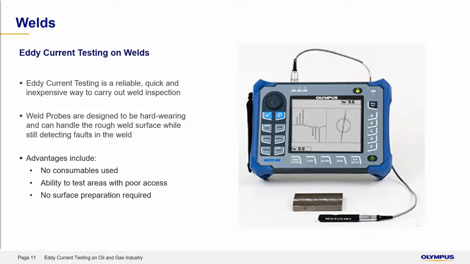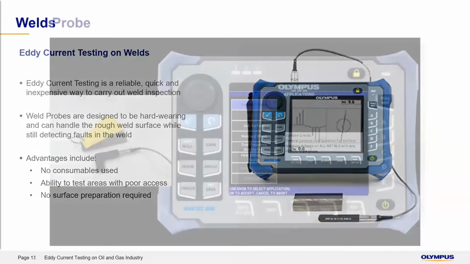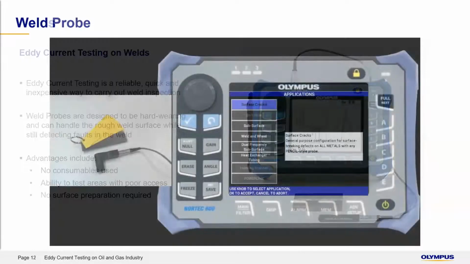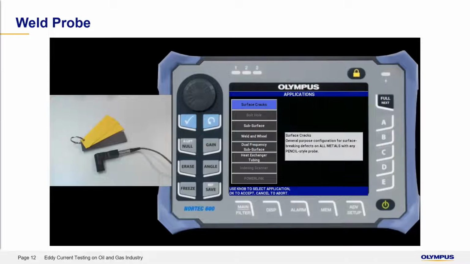Next, we shall take a look at some videos by Franco to show how easy it is to do setup for weld inspection. So Franco, over to you. Thanks, Joshua. So as mentioned by Joshua, I'll be showing you some videos on how to set up the weld probe with the use of our Nortec 600.